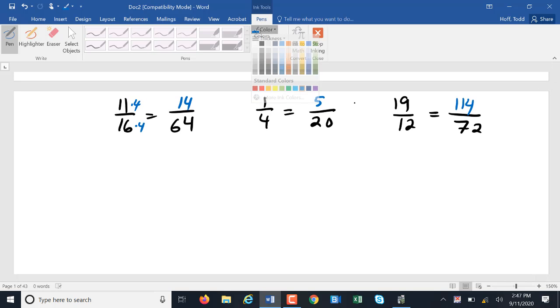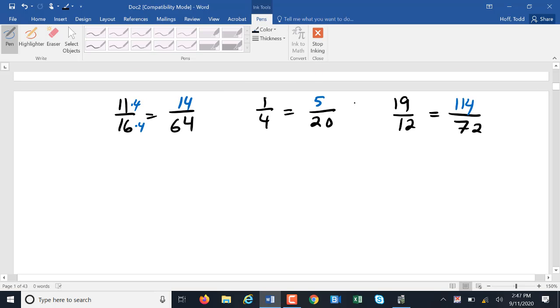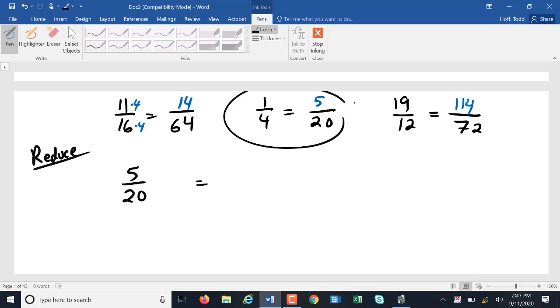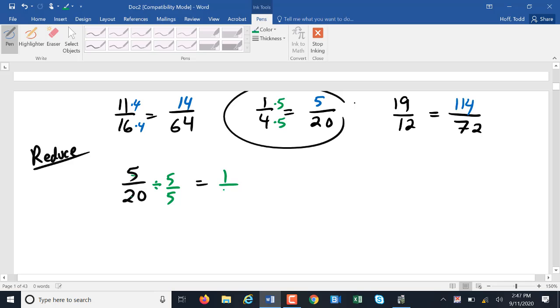Now, some of these, sometimes we want to go the other way. We have something like the 5/20, and I want to turn it back into 1/4 or something simpler. It's what we call reducing. Now up here, to get from 1/4 to 5/20, we multiplied both the top and bottom by 5. Here we're going to do the opposite. We're going to divide both the top and bottom by 5. 5 divided by 5 is 1. 20 divided by 5 is 4.